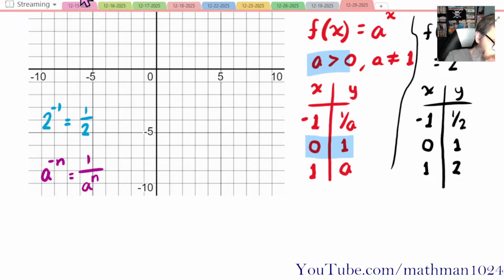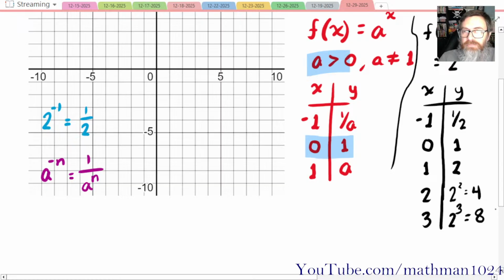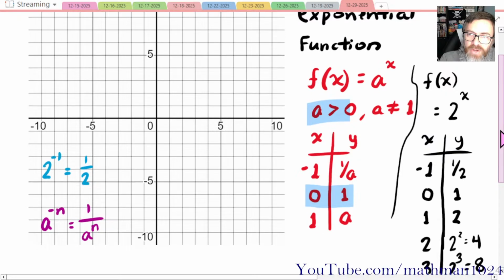Now, if I were to keep going on with some other values, go plug in 2, then you're dealing with 2 squared, but that's just going to be 4. If I do 3, I have 2 to the 3, and that's going to be 8. So what I want to do here is plot these points so you get a good sense of what's going on with this function.